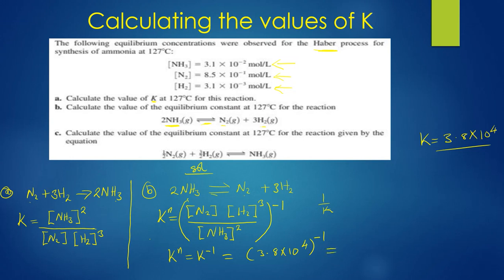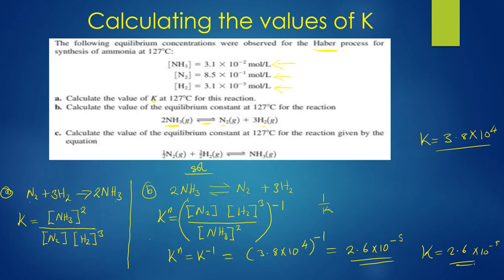So once you work this out on your calculator, 3.8 times 10 to the power 4 raised to the negative power, you're going to get your answer to be 2.6 times 10 to the power negative 5. Note that your K is not supposed to have units. Then you're done just like that. So your K is 2.6 times 10 to the power negative 5. So that's how you go about this one, and I'm sure it's clear to you.